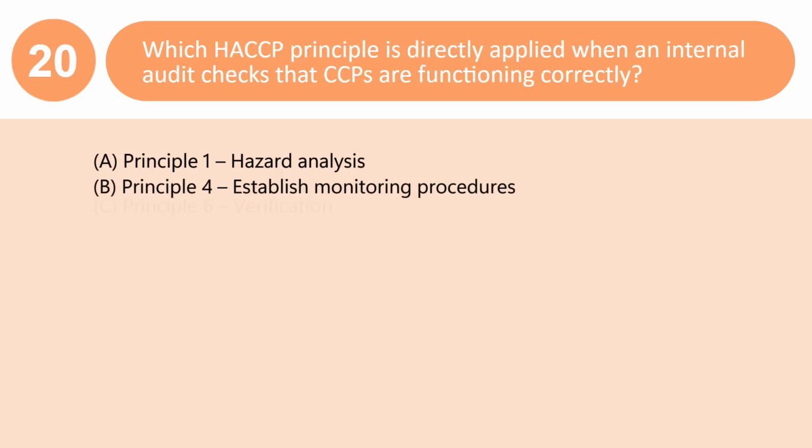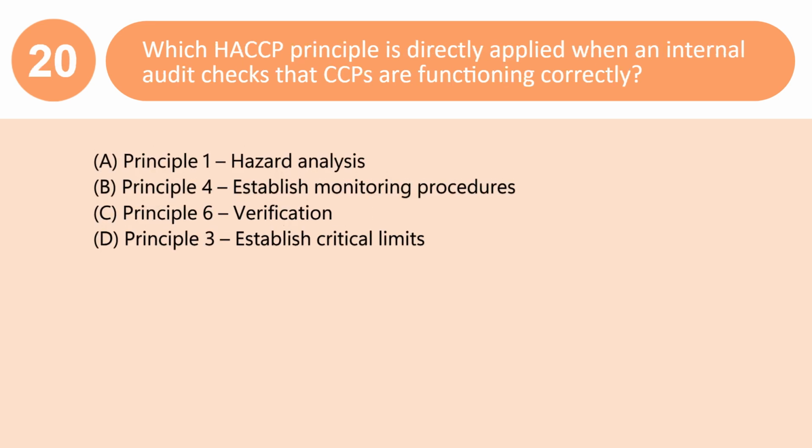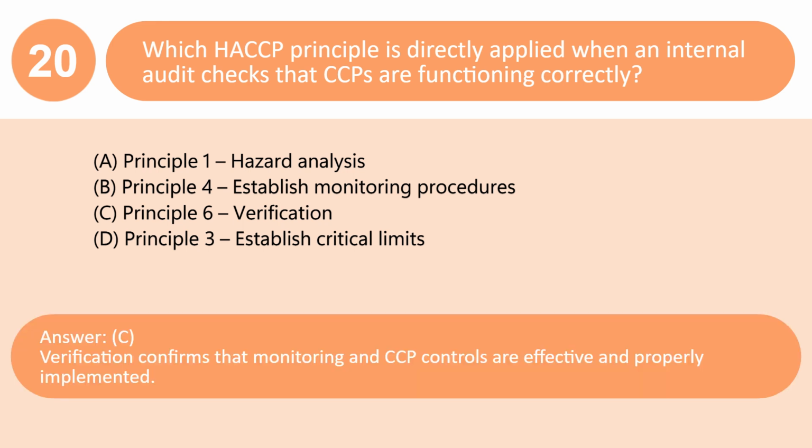Which HACCP principle is directly applied when an internal audit checks that CCPs are functioning correctly? A. Principle 1, Hazard Analysis. B. Principle 4, Establish monitoring procedures. C. Principle 6, Verification. D. Principle 3, Establish critical limits. Answer: C. Verification confirms that monitoring and CCP controls are effective and properly implemented.